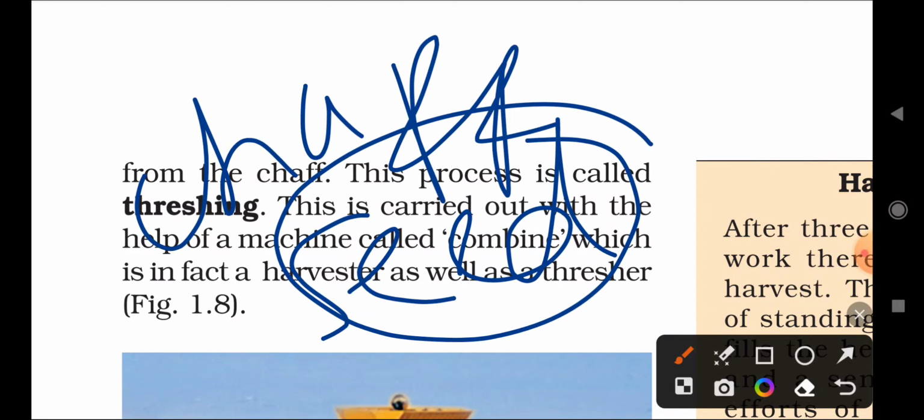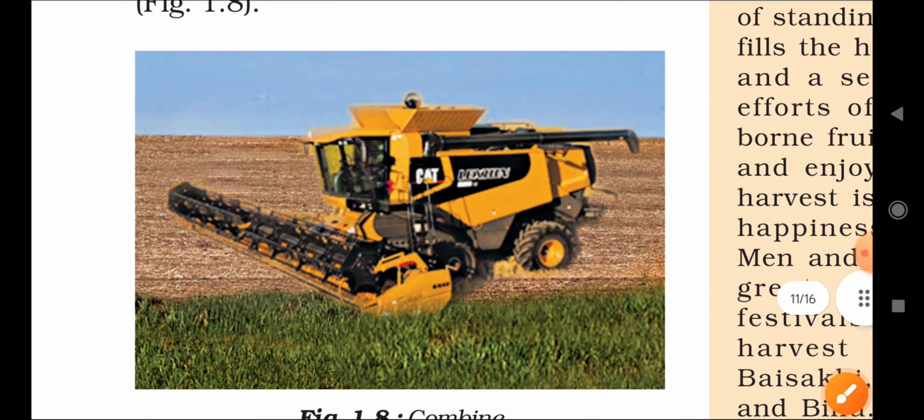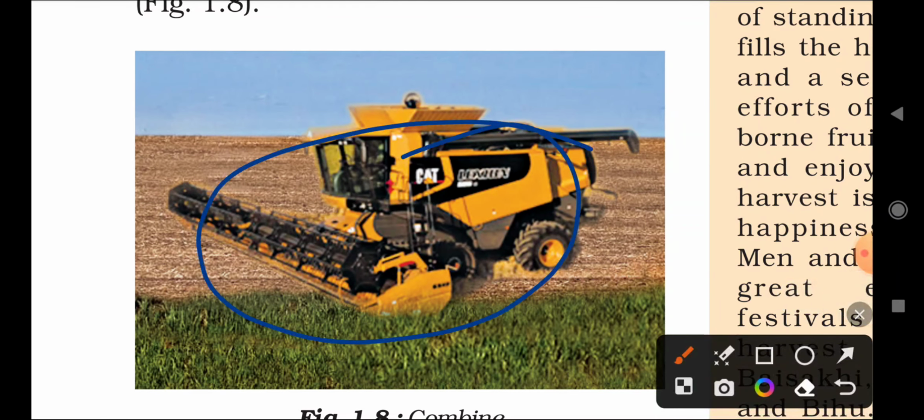Seed should be separated from the chaff. For this purpose, the machine called a combine or combiner is used. It does both works: separating the seed from the chaff, and it also does the harvesting. This is called a combiner machine.